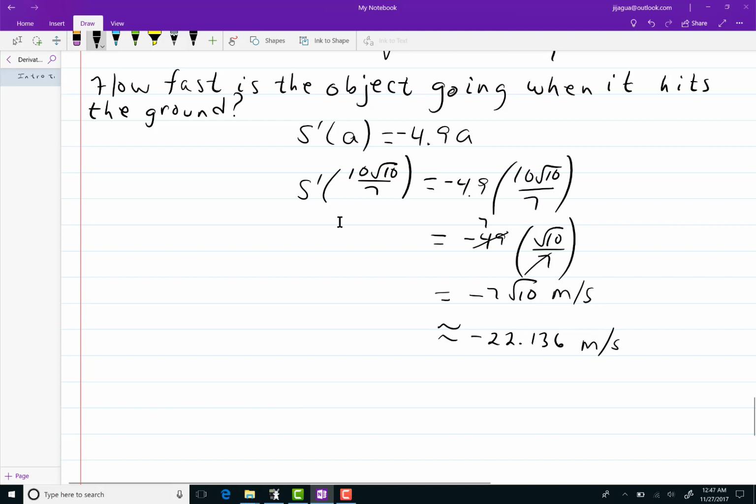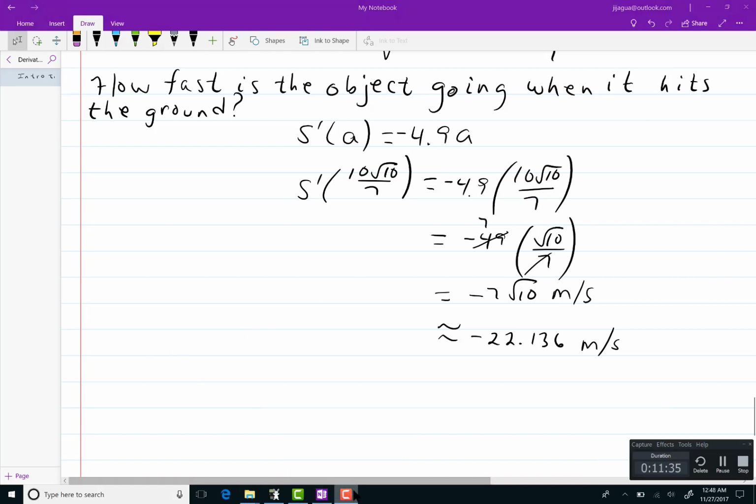How big is that number actually? Let me see. Radical 10 is a little more than 3, so that's 30 over 7. So it's in the air for somewhere around 4 seconds. Anyways, that's more than enough time for one lecture. We will do many more of these types of examples in the next lecture.